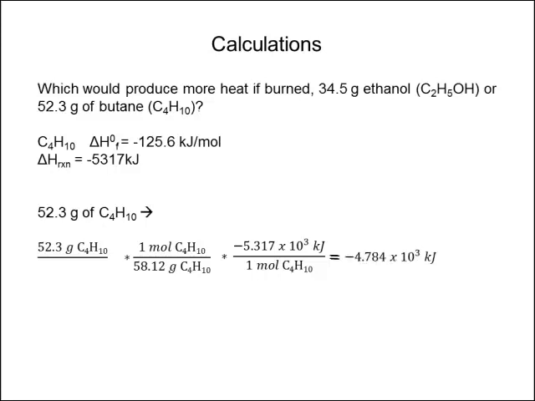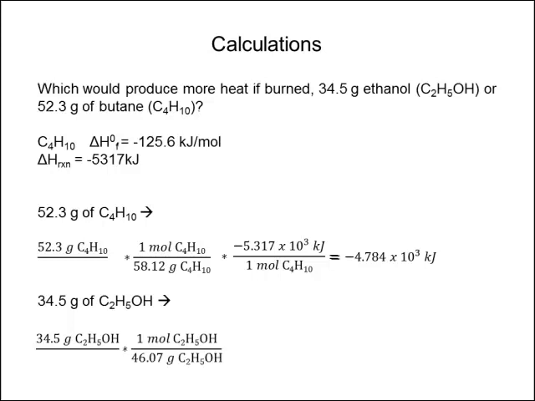All right, and that's going to give me a negative 4.784 times 10 to the third kilojoules. Do the same thing with the ethanol. Convert my ethanol to moles, moles to heat, and I get a negative 9.248 times 10 to the 2 kilojoules. So which one of these is producing more heat?